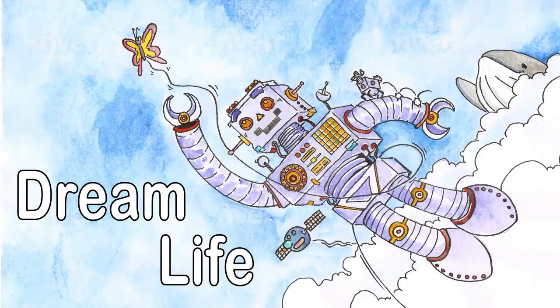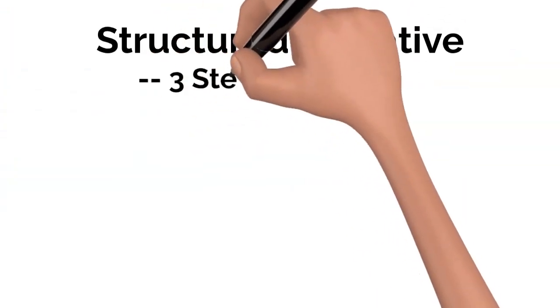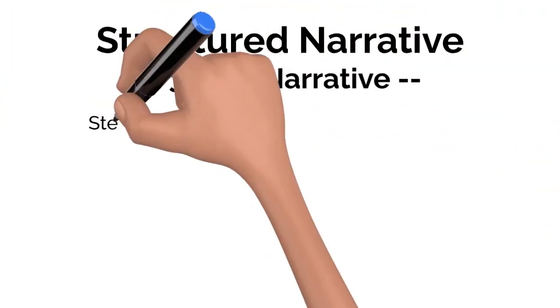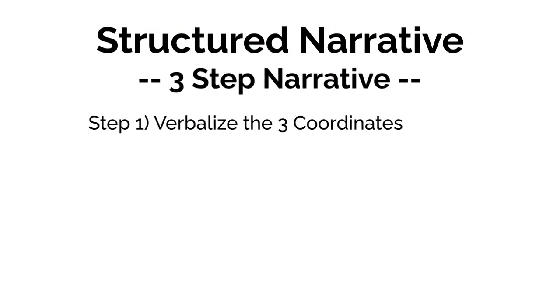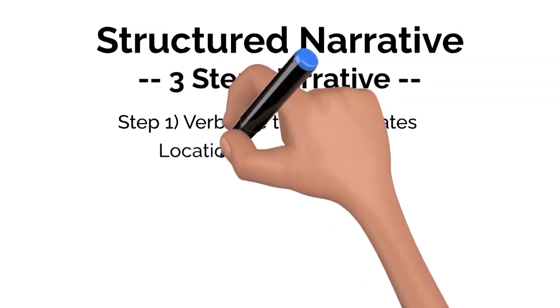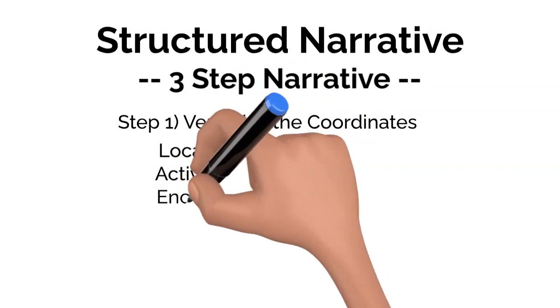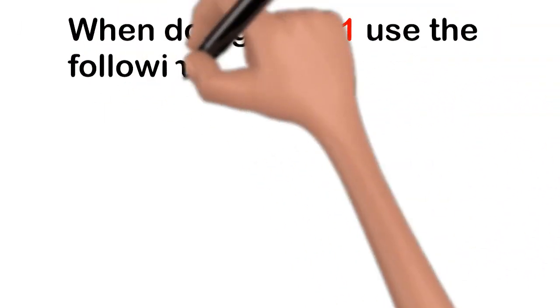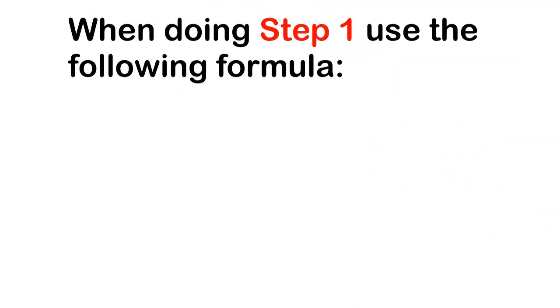Dream life method is a special kind of structured narrative. It's a 3-step narrative. First step is to verbalize the 3 coordinates: location, activity, and encounter. As part of the process, we use a structured format.